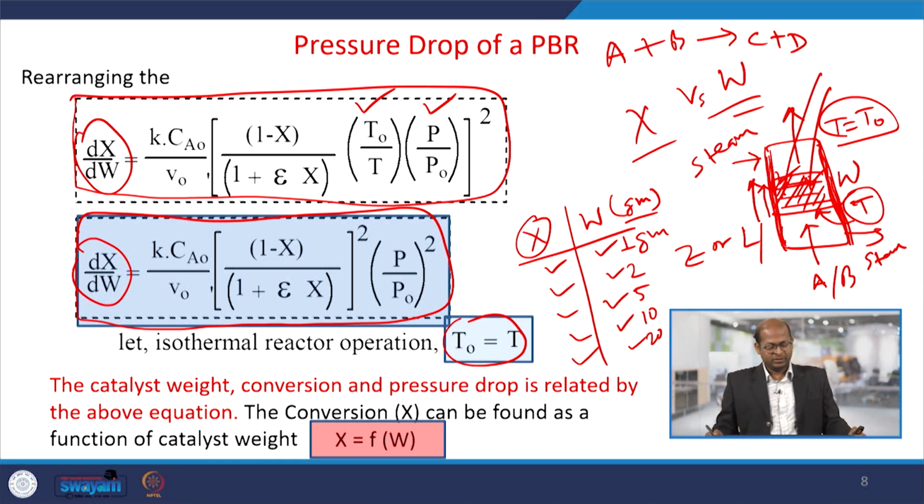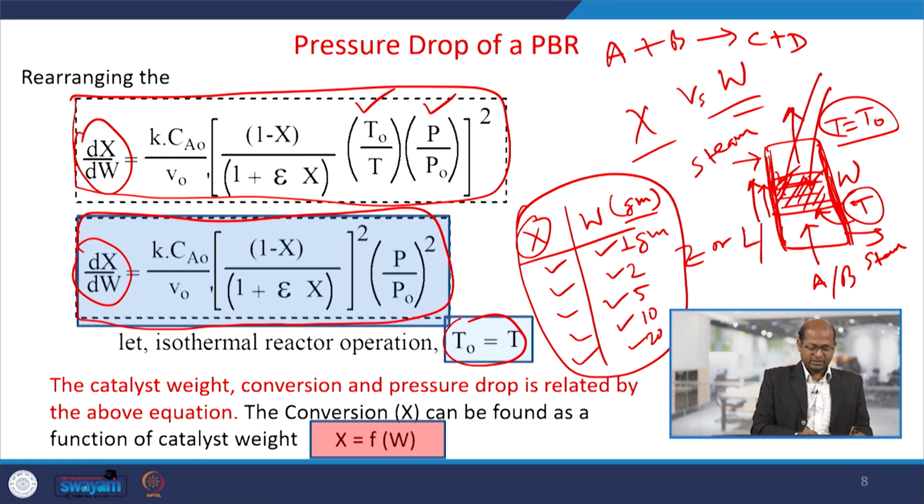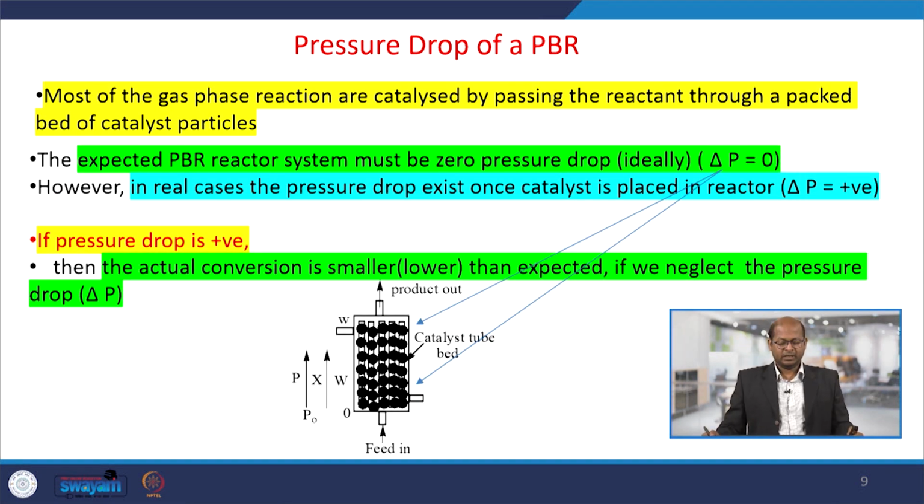Now if we solve these differential equations by putting in all parameters, we will get tables. This is required to study packed bed reactors where pressure drop is present. In the next part we will discuss how pressure drop relates to the catalyst. Here this is X A as a function of weight of the catalyst. So, catalyst weight, conversion and pressure drop are all related, and that is expressed in these differential equations. So, how conversion and catalyst weight are related, that we have discussed.